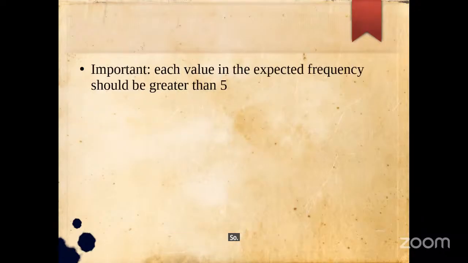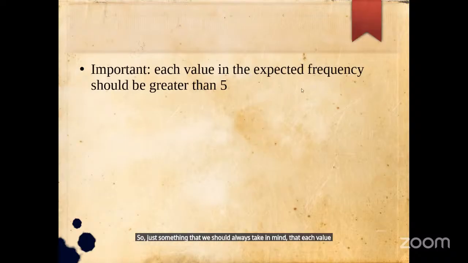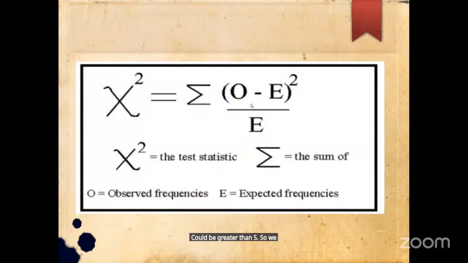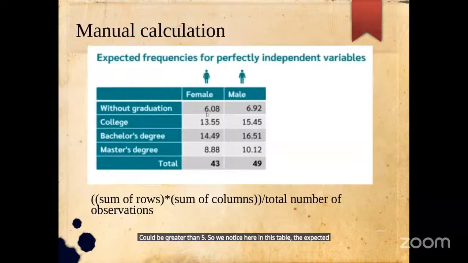Something we should always keep in mind is that each value in the expected frequency should be greater than 5. We notice here in this table that each expected frequency value is greater than 5. It's an established rule. If there is any value that is less than 5, we cannot use chi-square. We have to change our method.